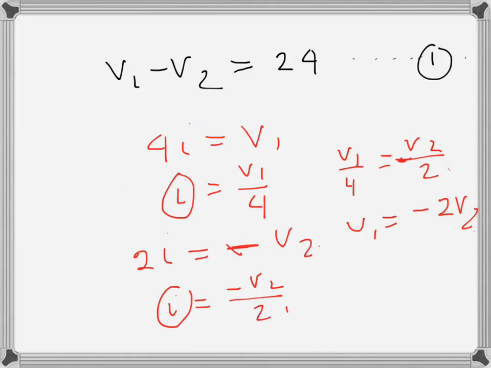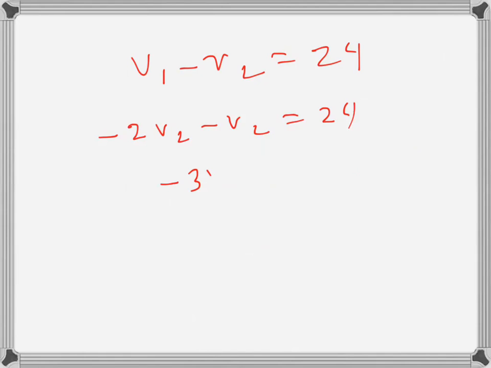And once we have that, we can use this in equation 1. So instead of V1 we can write negative 2V2, and the equation was V1 minus V2 is equal to 24 there, but V1 is negative 2V2, so negative 2V2 minus V2 is equal to 24. That's negative 3V2 is equal to 24.